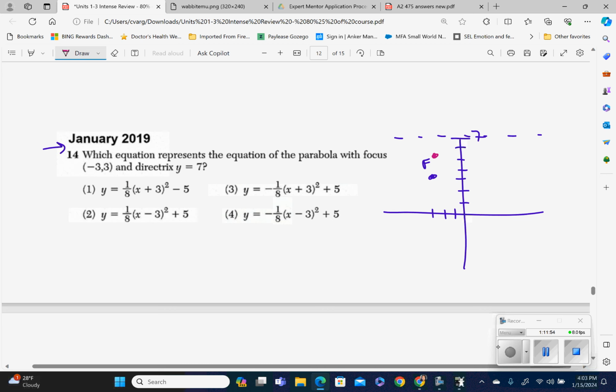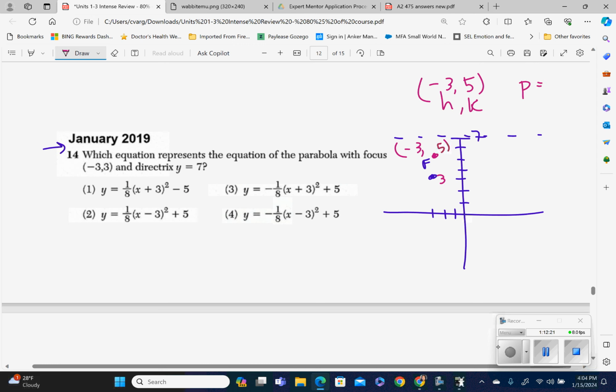What's the coordinates of that point right here? So this is going to be negative 3 comma, and I'm going to move up to right between. This is 3, that's 7, halfway in between is 5, okay? How do I know? 3 plus 7 is 10, cut in half is 5. So negative 3 comma 5 is my h comma k, okay?